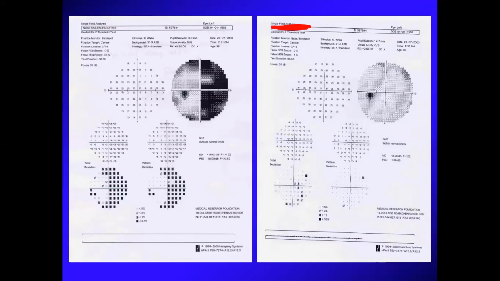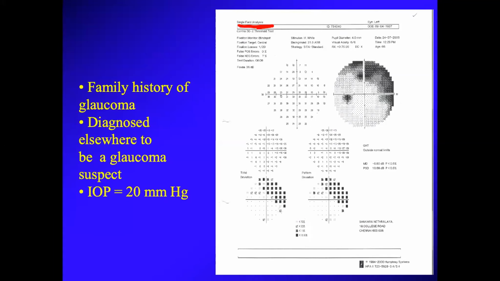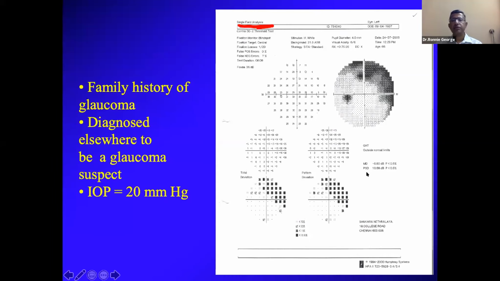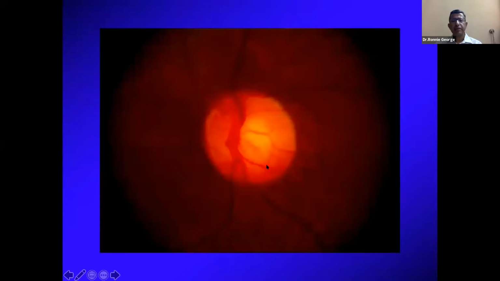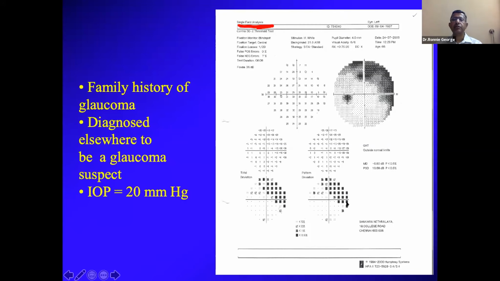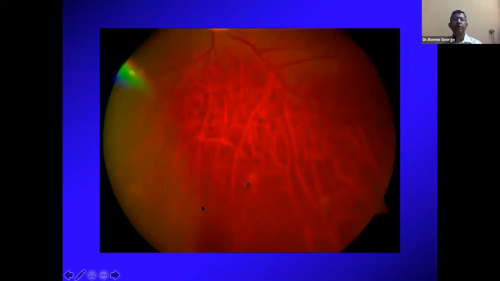And this is the last patient that I have. This was a patient with a family history of glaucoma, diagnosed elsewhere to be a glaucoma suspect with an intraocular pressure of 20 millimeters of mercury. We did the visual fields which look like this. The optic disc was okay, maybe a little bit of thinning here, but really we could not match it to this visual field. And when we took a closer look at the fundus, you can see an old vessel occlusion there. And that was the reason for the field defect.